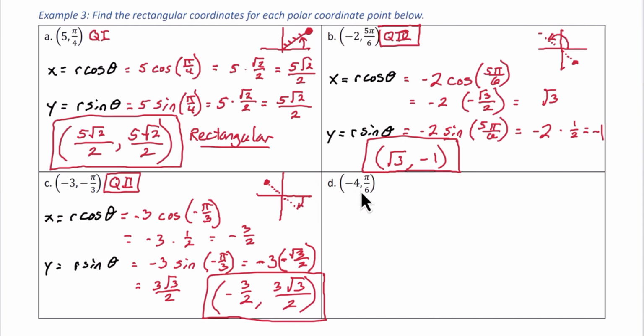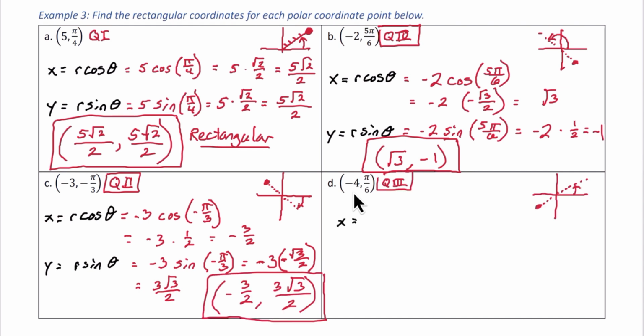In example D, again, let's sketch the polar points. Pi 6 is up here, but again, the r is negative, so that's going to push the point down into quadrant 3. Again, we'll make a note of that. Should be in quadrant 3.